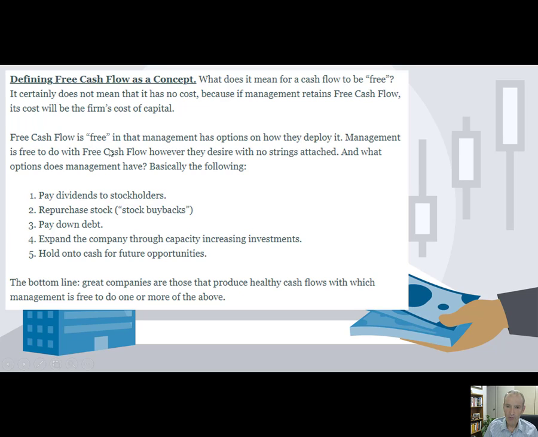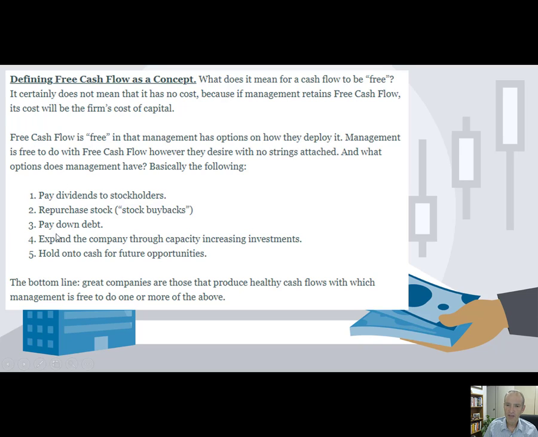So bottom line, great companies can do these 5 things because they are producing free cash flows as part of their ongoing operations. Now, there are some entities that don't do that. Airlines are a good example of entities that historically, at least over the long term, have not produced free cash flows. Why?